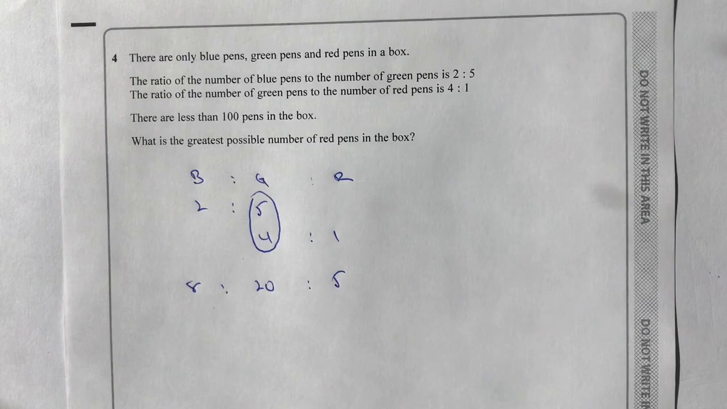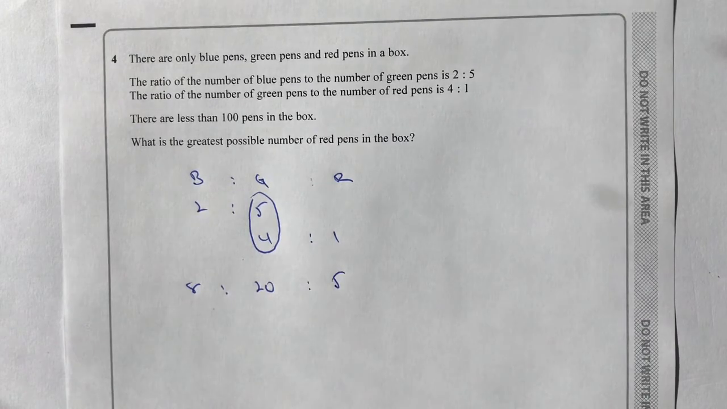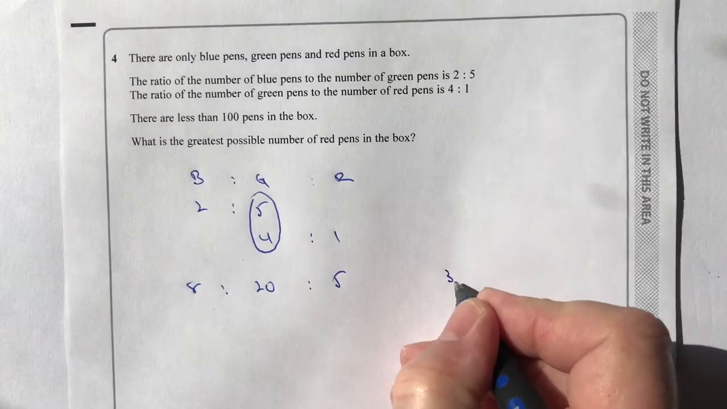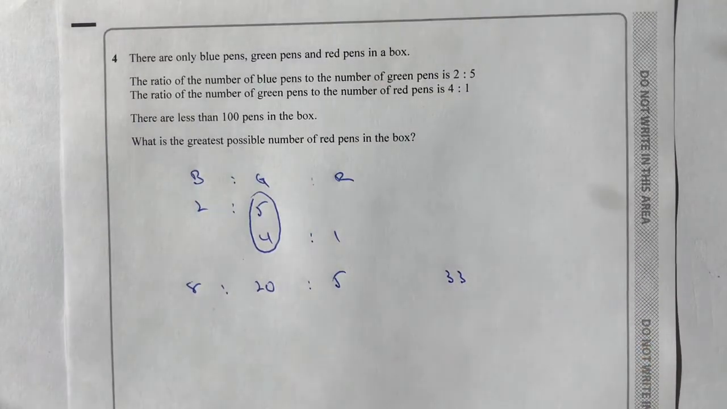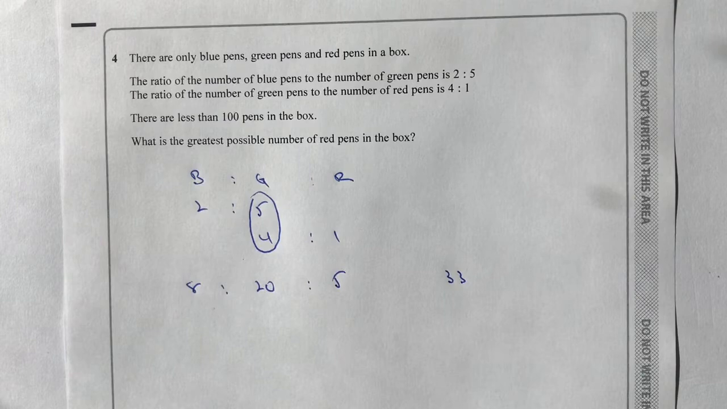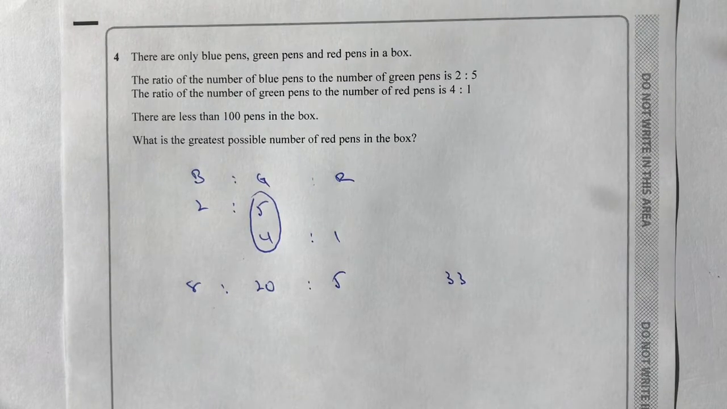That's how we would work these sorts of things out. Now it says there are less than 100 pens in the box. Well, at the moment, if I add these numbers up, what I'm going to get is 33. Okay, so there's actually 33 pens in the box. But it's asking me what is the greatest possible number of red pens in the box, bearing in mind that there's less than 100 altogether.